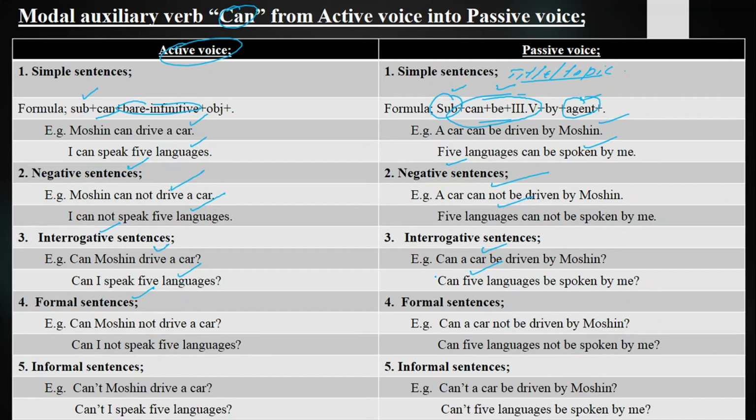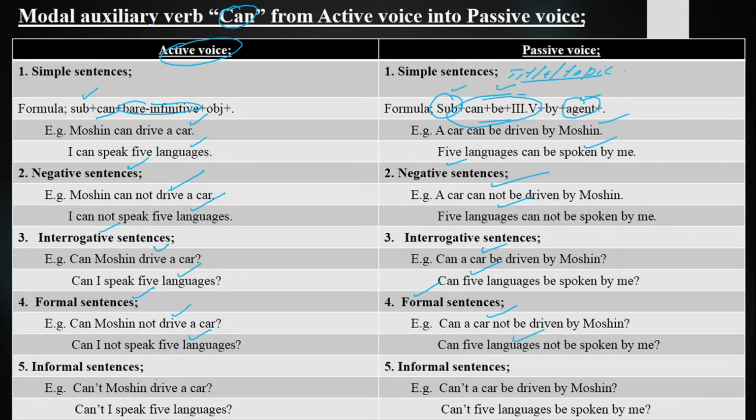Formal sentences, those sentences in which we ask a question and deny the statement, and we ask them in a formal way, polite way, respectful way. We use it with our elders or seniors. Can Mohsin not drive a car? Can a car not be driven by Mohsin? Can I not speak 5 languages? Can 5 languages not be spoken by me?